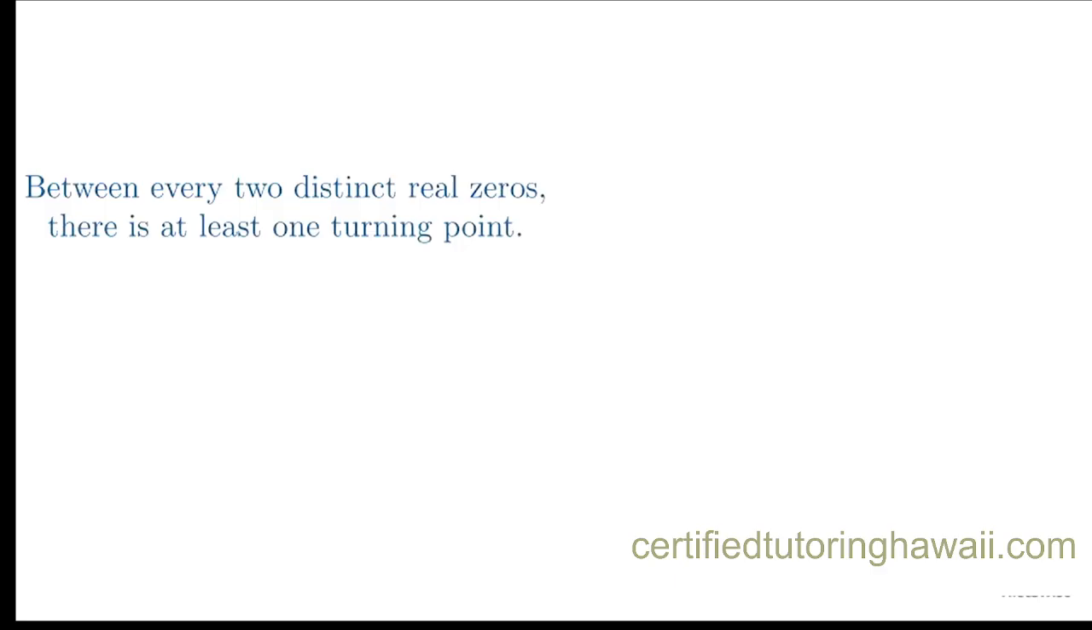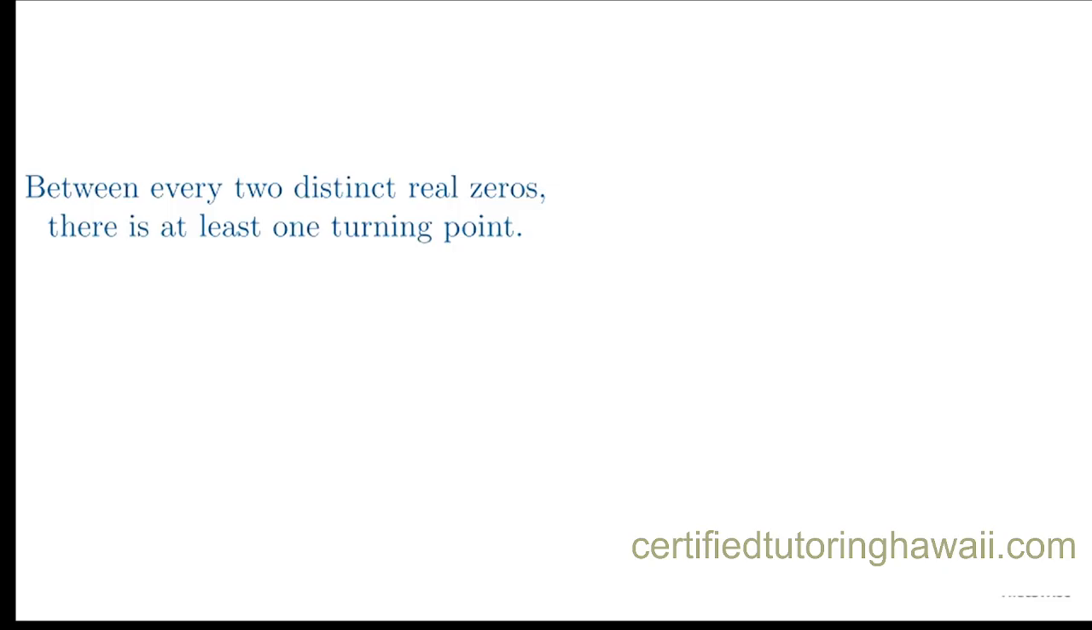There's also a relationship between turning points and the x-intercepts, or real zeros, of a polynomial. The property states that between every 2 distinct real zeros, a polynomial function has at least 1 turning point. Let's repeat that. Between any 2 places where the graph crosses the x-axis, there must be a local maximum or a local minimum. Why is this true?